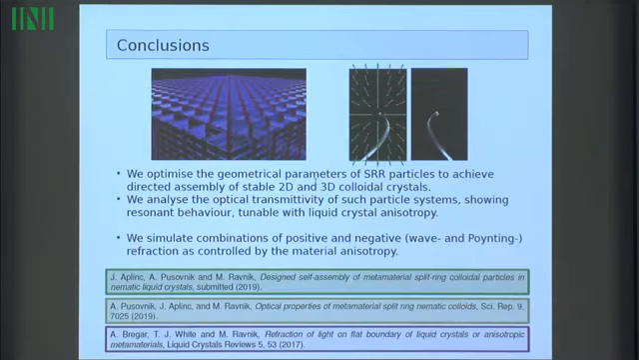Here are some conclusions. We optimized the geometrical parameters. We analyzed the optical transmittivities. That was about the 2D, 3D colloidal crystals. And then we simulated some combinations of positive, negative birefringent material, and we saw that we could control light very well with it. That will be all. Thank you.